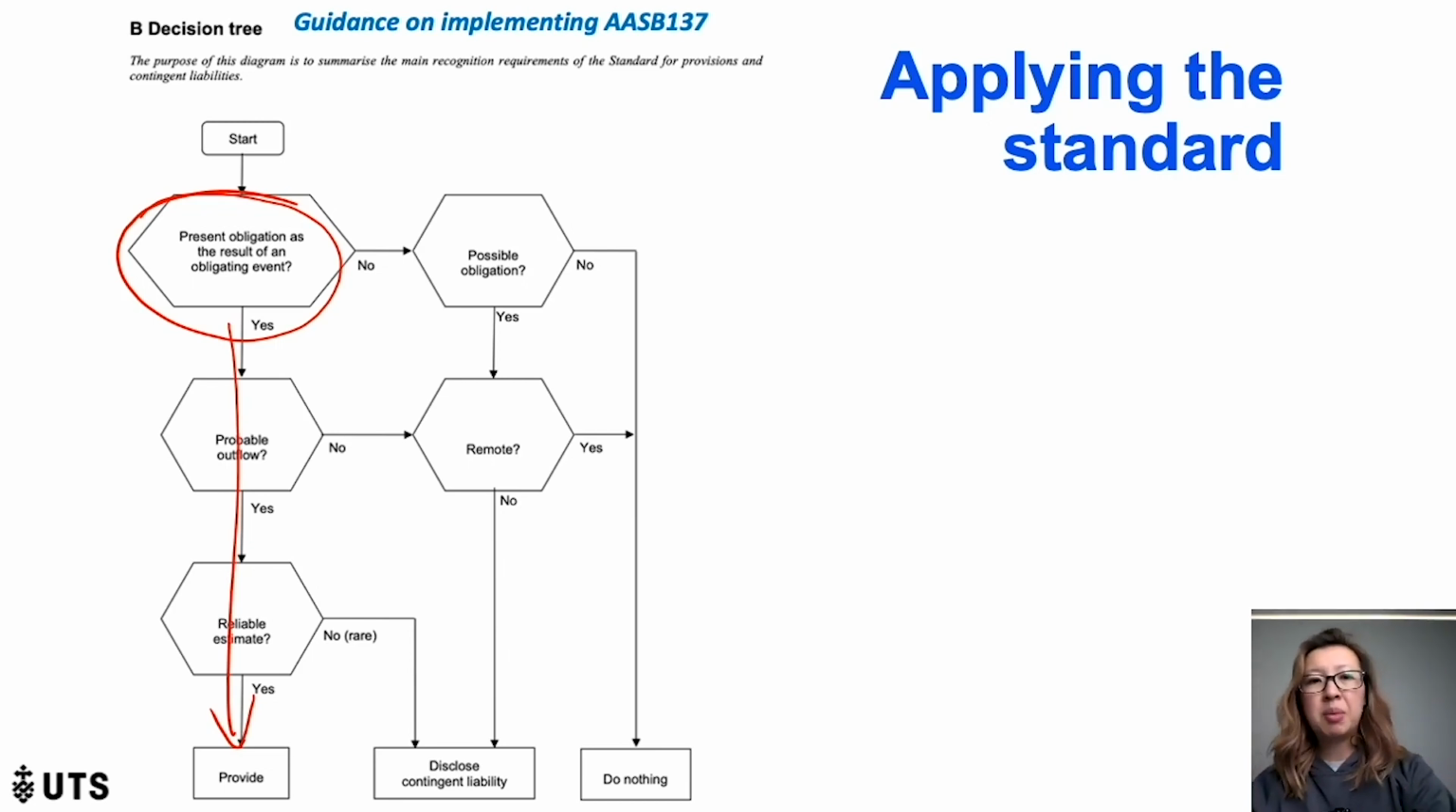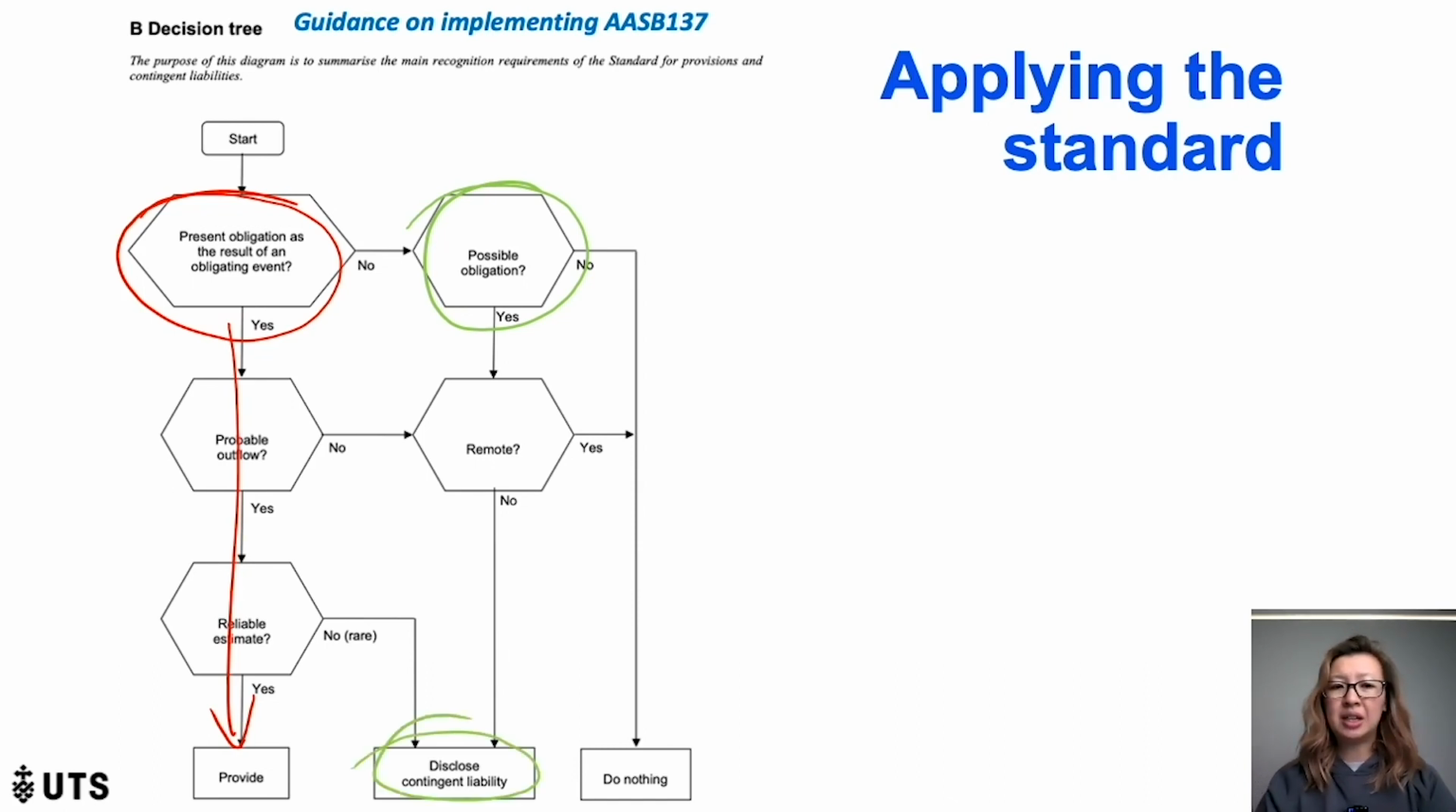Now, if there is a possible obligation, you're not sure, oh, yes or no. If there's no possible obligation, we don't do anything. But if there is a possible obligation, we don't know how much it could be, then we go down the contingent liability route. You may also go down the left-hand side there. If there's a probable outflow, but we can't reliably estimate it, then we also go down that contingent liability route as well.